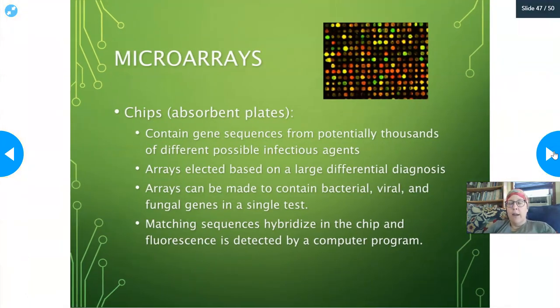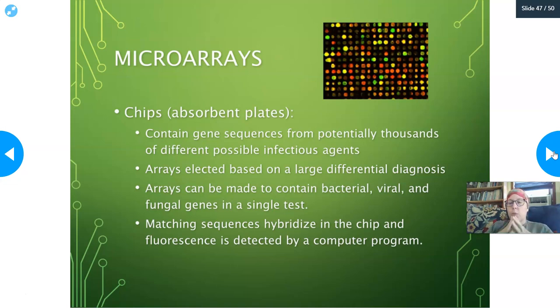Okay, and then the microarray, that link was telling you to go to, that puts in this module, on the BioFire, there's two of them. There's BioFire and Molotov. You need to watch about BioFire to really understand what the microarray thing does. And the BioFire uses PCR first, so it's a PCR and microarray. So microarrays are chips, computer chips, and they have gene sequences from potentially thousands of different possible infectious agents. And the arrays are selected based on a large differential diagnosis.